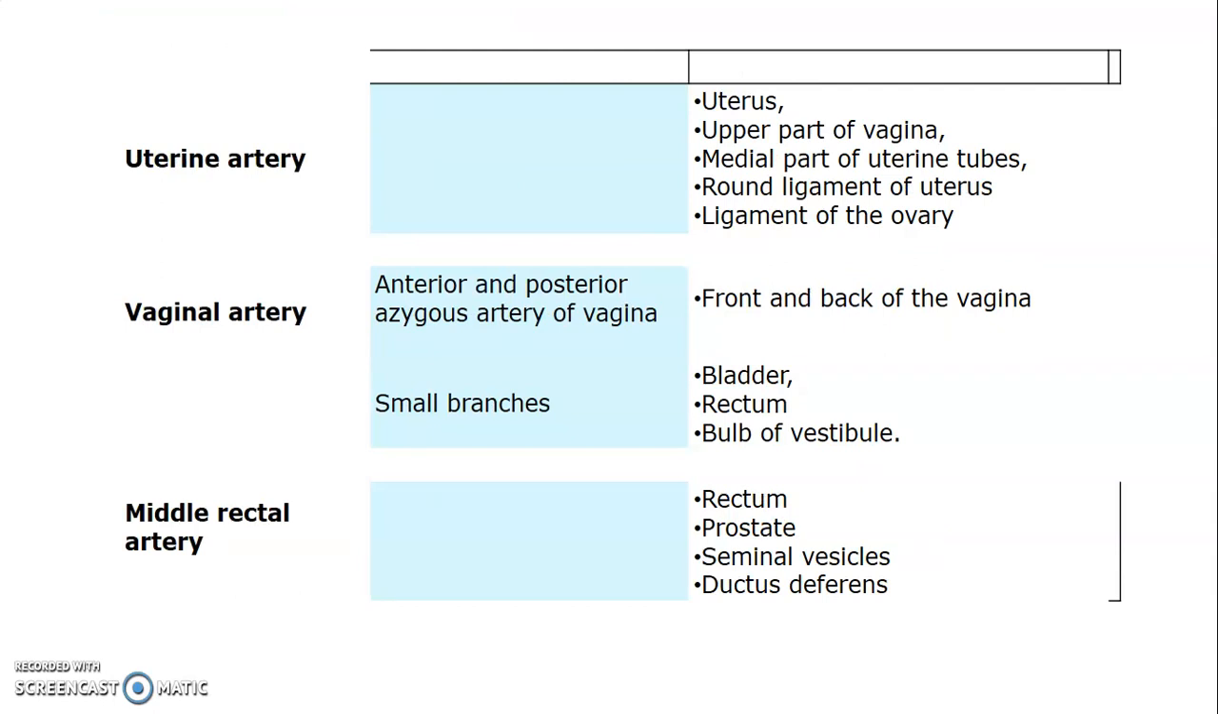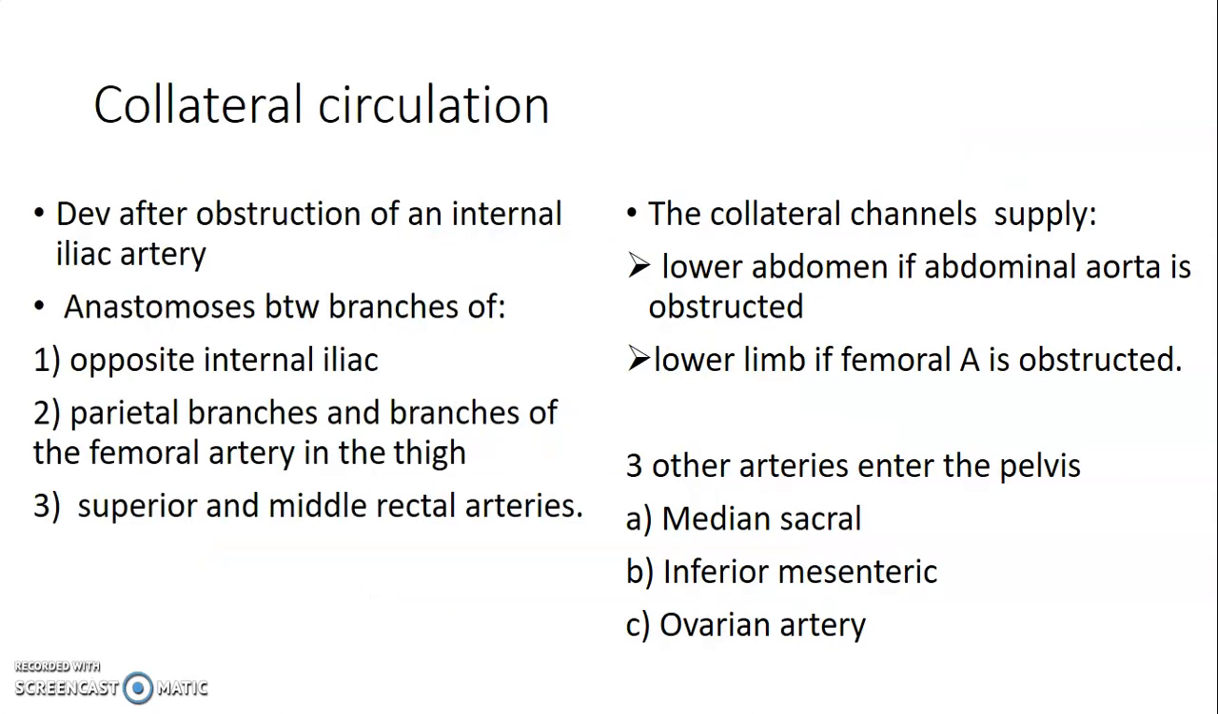Uterine artery supplies the ureter, the upper part of the vagina, the middle part of the fallopian tubes, the round ligament of the uterus, and the ligament of the ovaries, while vaginal arteries will supply the front and back of the vagina and give some branches to the bladder, rectum, and bulb of the vestibule. The middle rectal artery supplies the rectum, prostate, seminal vesicles, and ductus deferens.